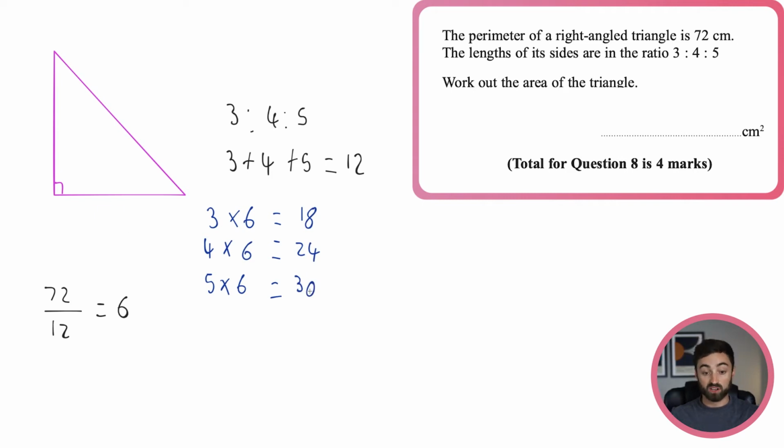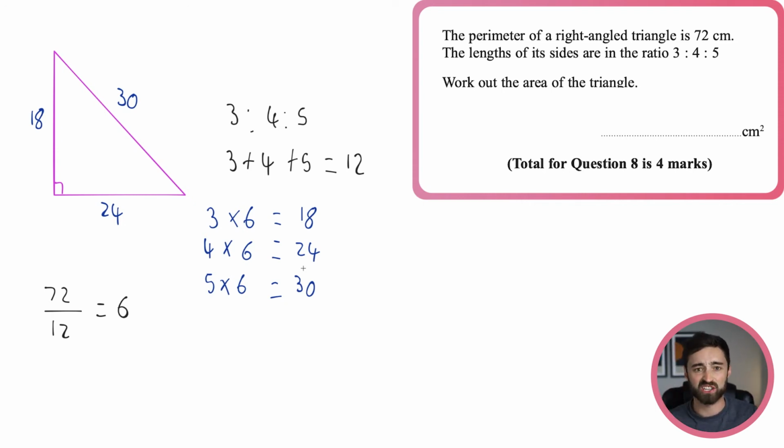Okay, so the longest one is always going to be this hypotenuse, right? So I'm going to have a 30 there, and then it doesn't matter. This is just a sketch. Between them, we're going to have an 18 and a 24. Okay, so we know the sides of this triangle, and if you were to add these together, you would get 72, I hope, right? So we now want to work out the area.